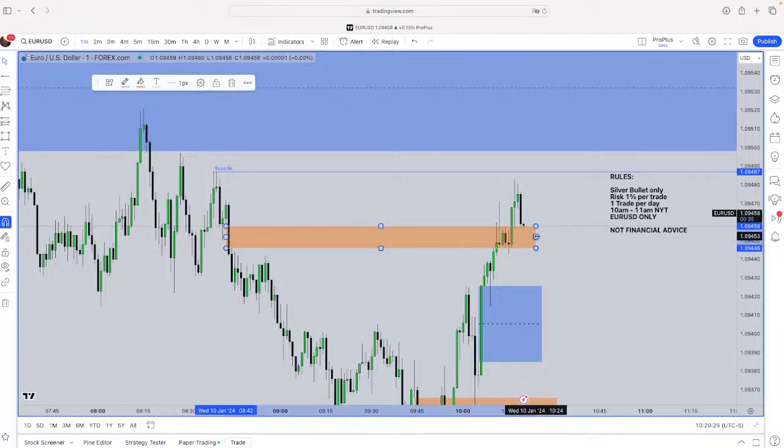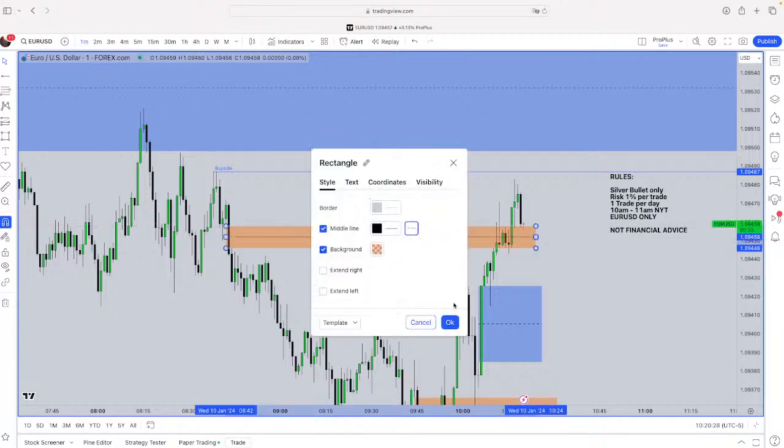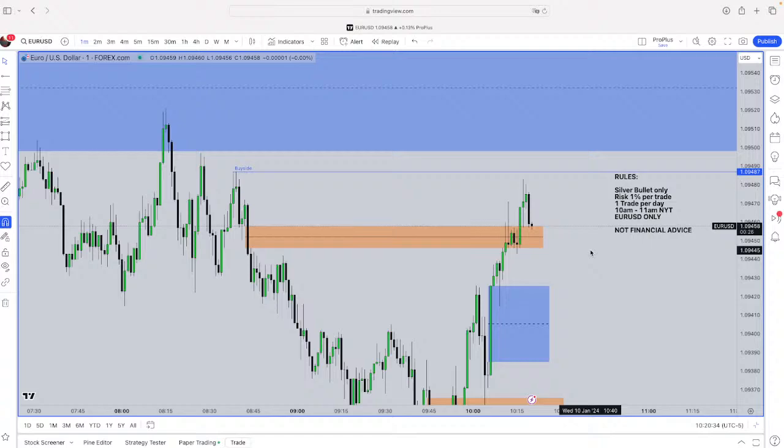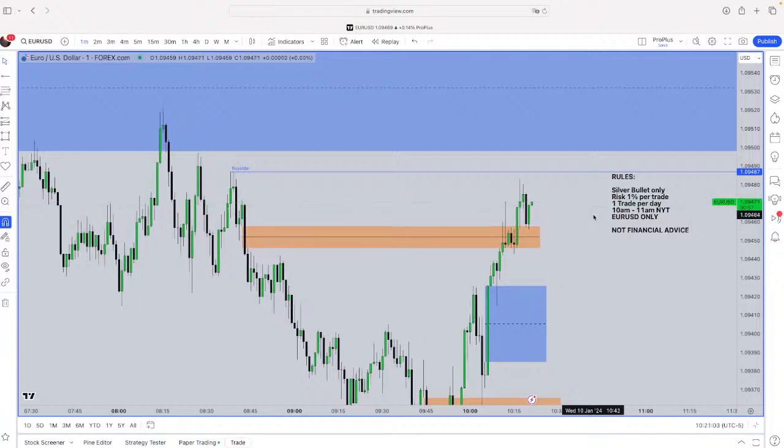I want to start seeing the midpoint, the consequent encroachment, get respected now. Don't really want to see price closing below this anymore. That little fair value gap here, inefficiency. See that? Price has just tapped into that there. But yeah, I don't want to see price close below the consequent encroachment of that inversion fair value gap now.